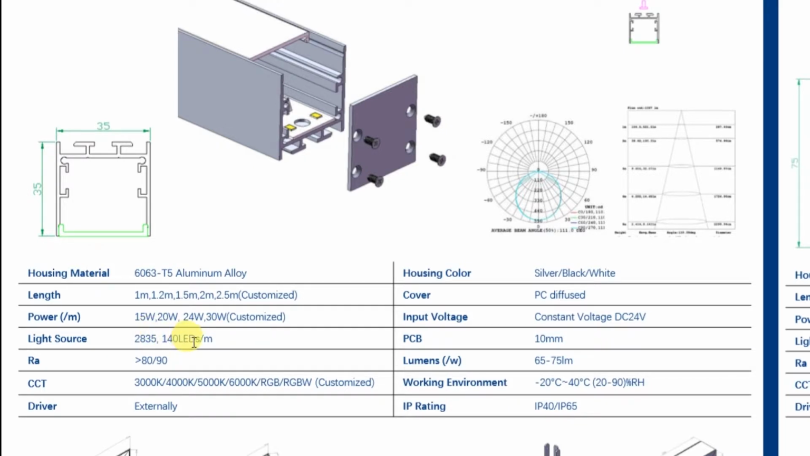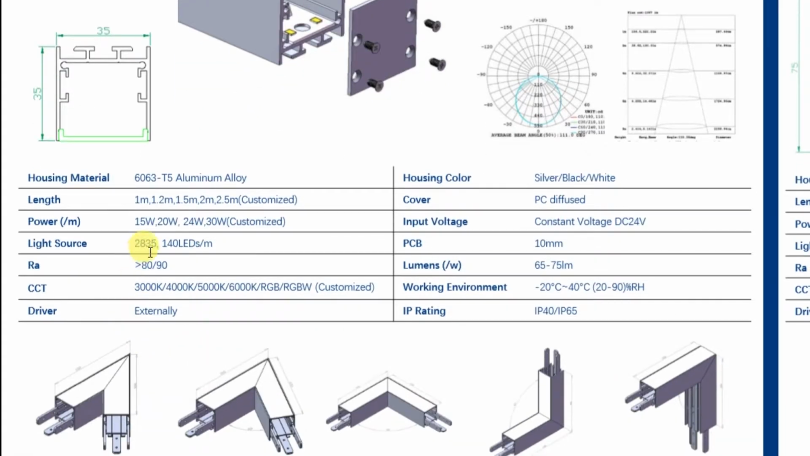more LEDs per meter, and this is called the color rendering index, that is 80 or 90. According to your need, they can use either. Actually, color rendering index depends on the LED. So if you need color rendering index 80, they will use the chip which has color rendering index 80.